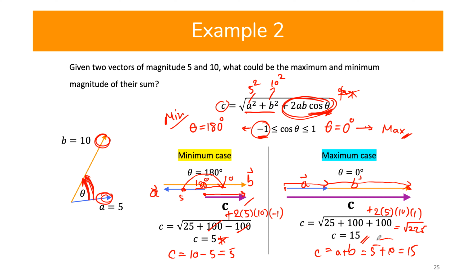You can add the magnitudes in this case or subtract the magnitudes in this case only when vectors A and B are parallel. And parallel means two things. First, it can be in the same direction, like this case, or it can be in the opposite direction, like that case. If they are in the same direction, you can add the magnitudes. If they are in the opposite direction, you can subtract the magnitudes.